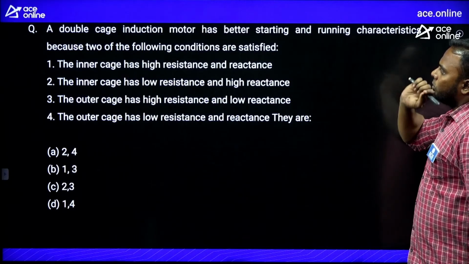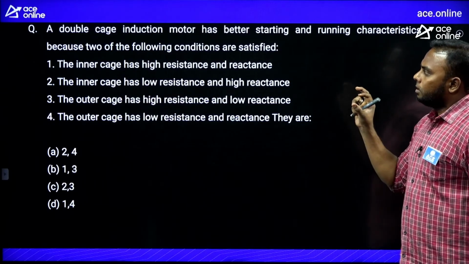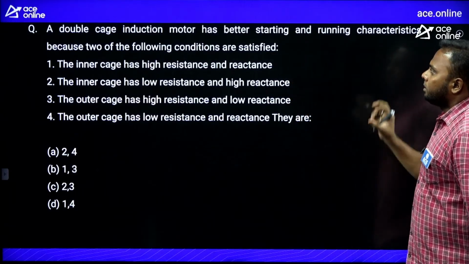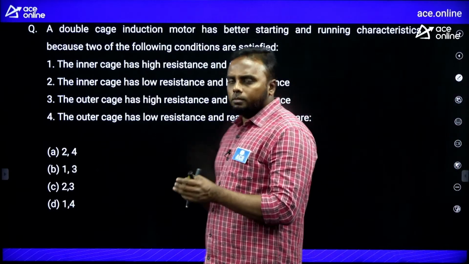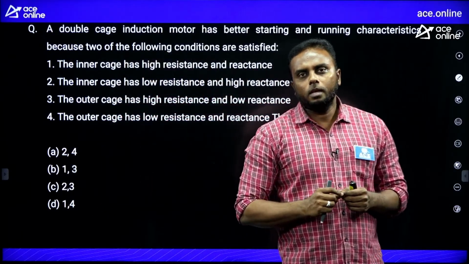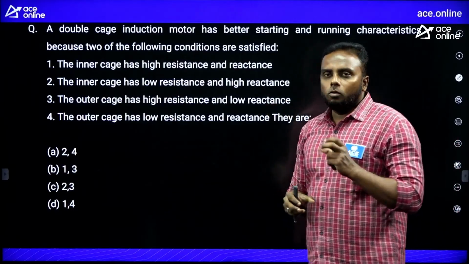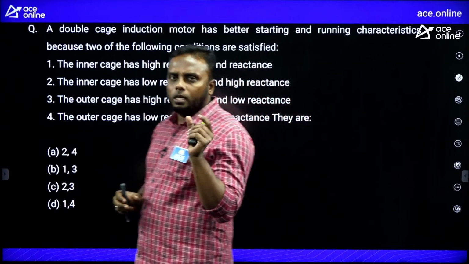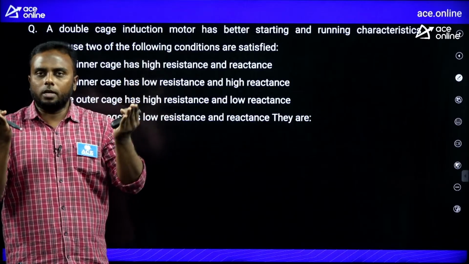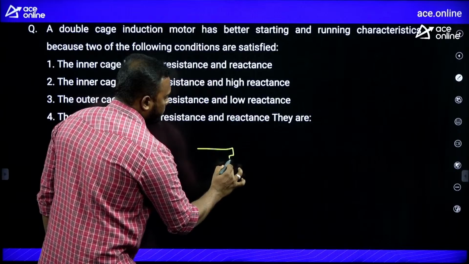Next, a double cage induction motor has better starting and running characteristics because of two of the following conditions. Generally in a squirrel cage, one of the methods to increase starting performance is the double cage rotor. Not only starting, running performance also we increase there. How is this double cage rotor? Double cage means in each slot there are 2 conductors, one is the outer conductor, the other the inner conductor. If we connect them with end rings, we get 2 cages there. Suppose I am showing one slot, see this.